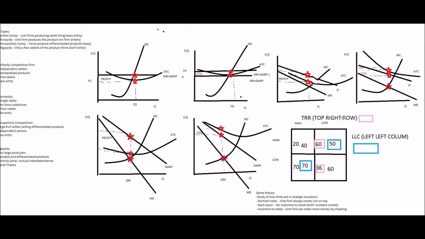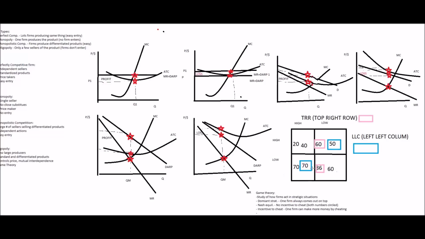Now let's move on to game theory. This is one that people seem to struggle with a bit. And so let's look at game theory to begin with. It's the study of how firms interact in strategic situations. There's three characteristics you want to look at. Dominant strategy, where one firm always comes out on top. Nash equilibrium, where there's no incentive to cheat, and essentially when both numbers are circled.